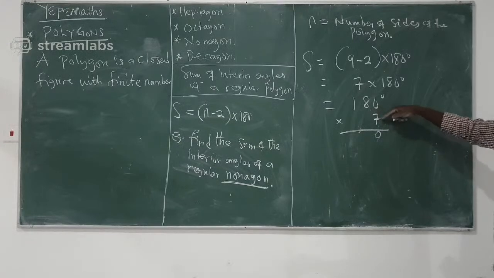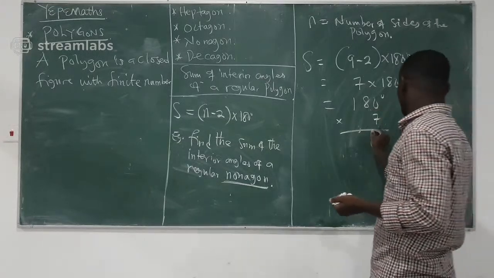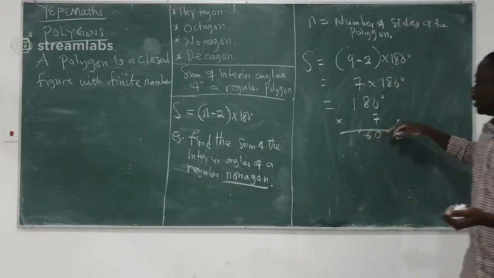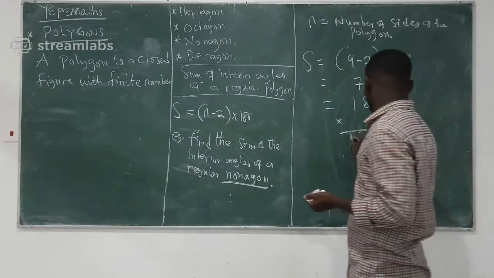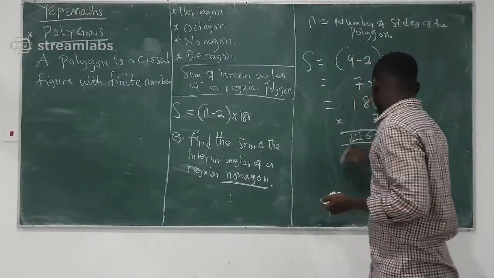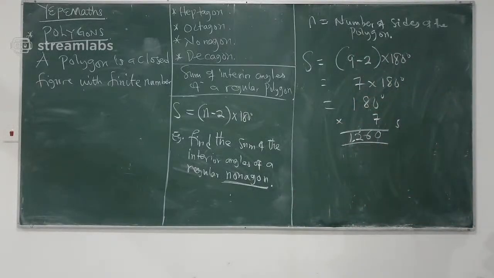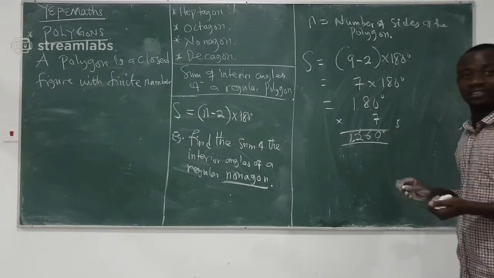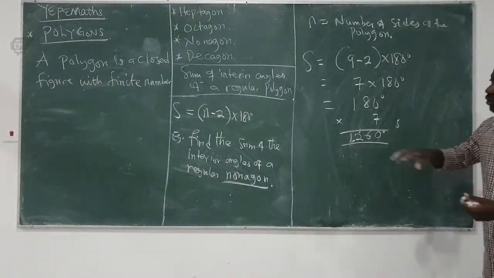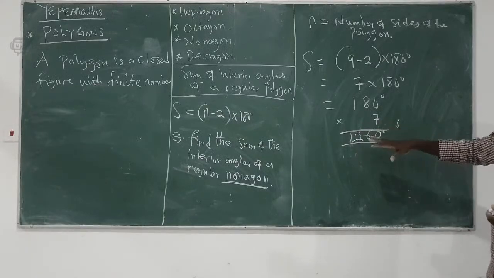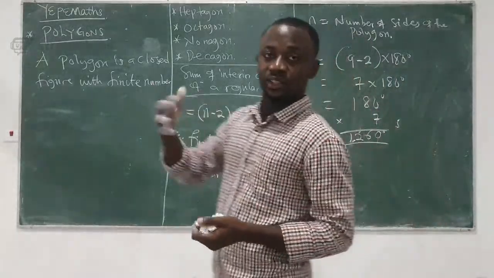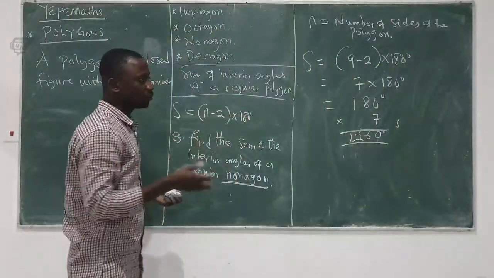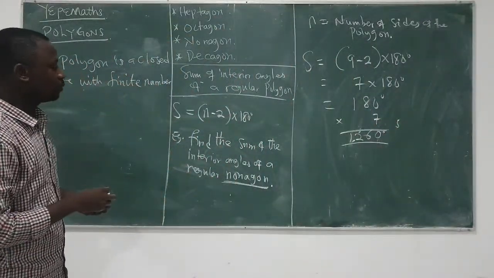So you write your 180 degrees multiplied by 7. So 7 times 0 is 0, 7 times 8 is 56, you write your 6, you remember 5. And then 7 times 1 is 7, plus 5, which is 12. So this gives you 1260 degrees. This is the sum of interior angles of a regular nonagon. And you can think of other ones, decagon and what have you.